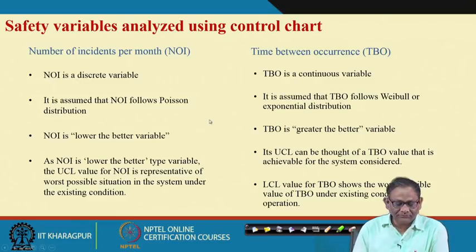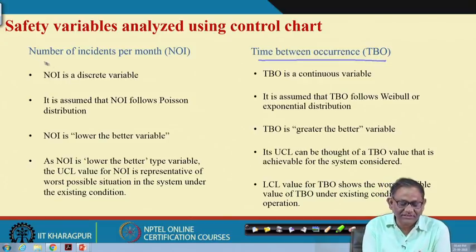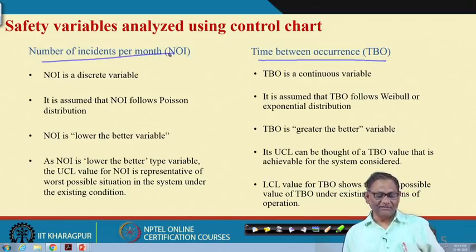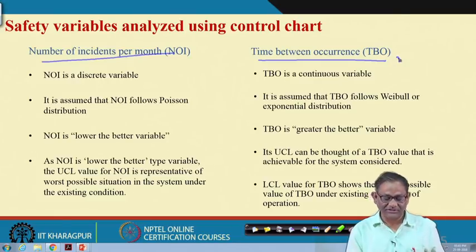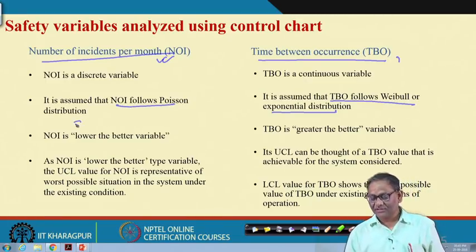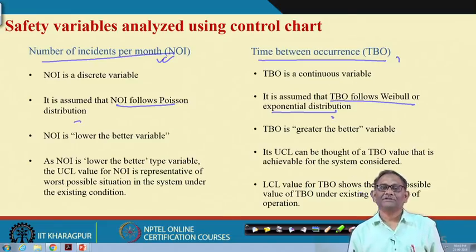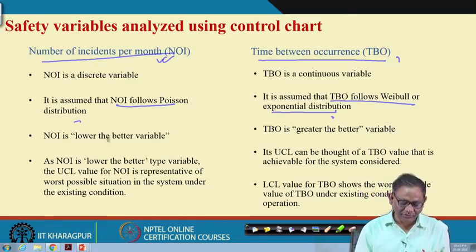So, the first variable we will consider is time between occurrences, and the second one is number of incidents per month. This is a continuous variable, and this is a discrete variable. We have seen from our study that TBO follows Weibull or exponential distribution, whereas NOI follows Poisson distribution. So we have to find the upper control limit and lower control limit for either the Weibull or exponential distribution, depending on which distribution the TBO follows, and the upper and lower control limit for the Poisson distribution.